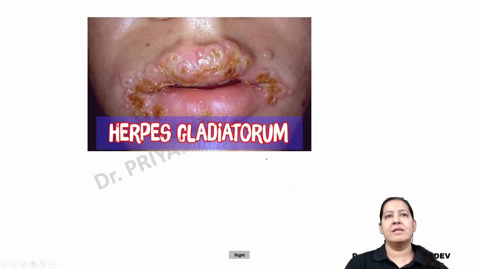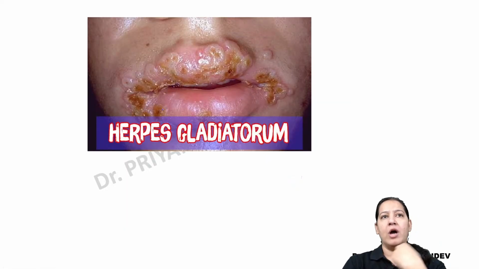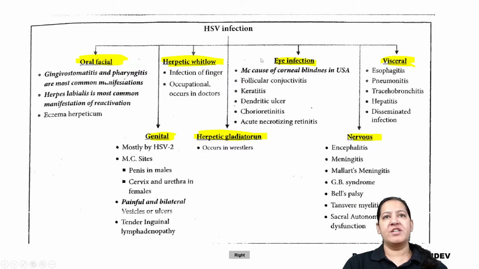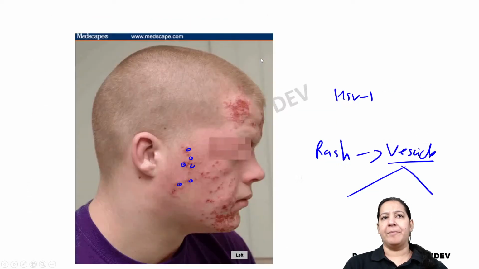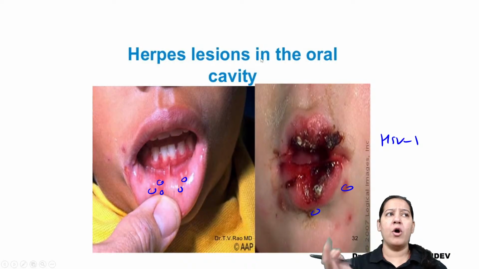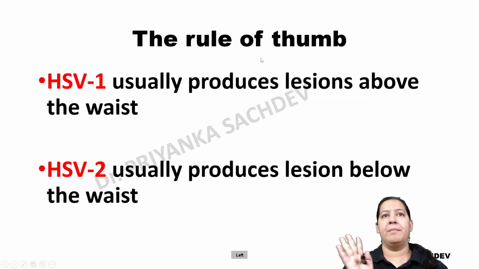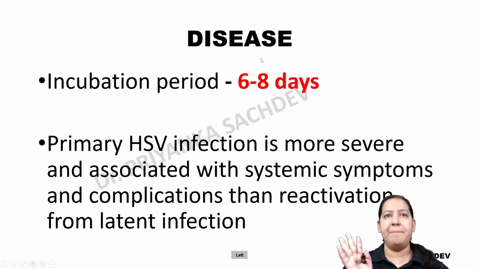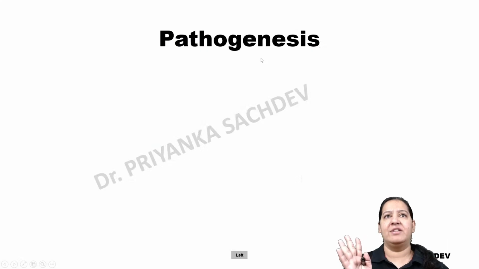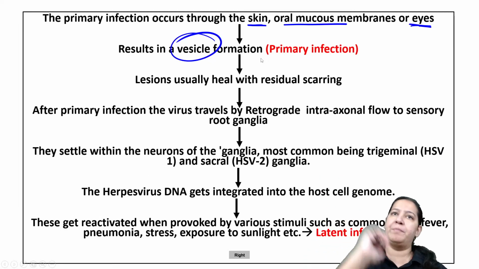Fingertip pe bhi ho sakte hain. So it can occur around the mouth, around the lips also. The vesicles are there. Can you appreciate it? So some of them are caused by HSV1 and some by HSV2, depending on whether it is above waist or below waist.